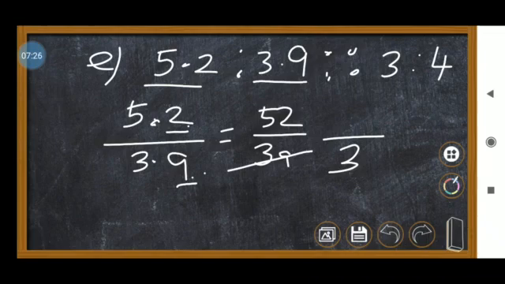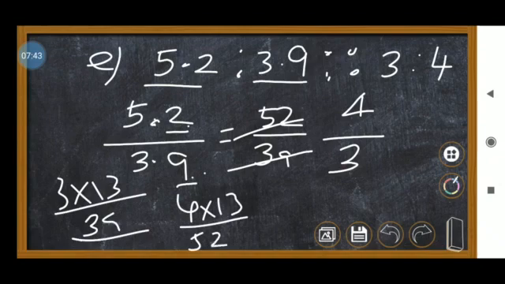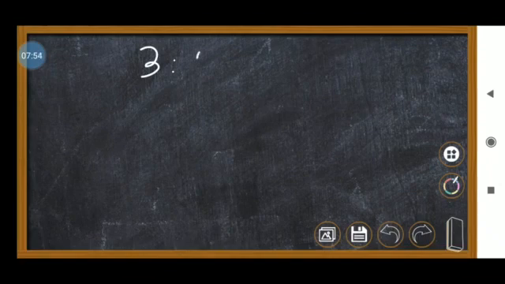4 13s are 52, so here it is 4 divided by 3. 3 13s are 39 and 4 13s are 52. So that means 4 divided by 3, which means 4 is to 3. Already we found 3 is to 4, so 3 is to 4, 4 is to 3.